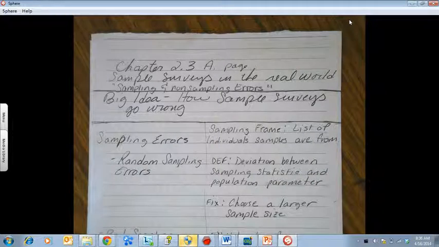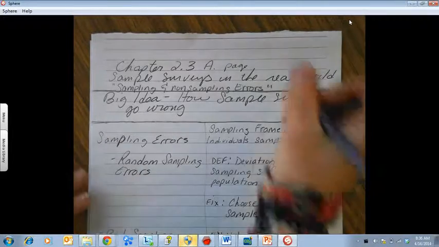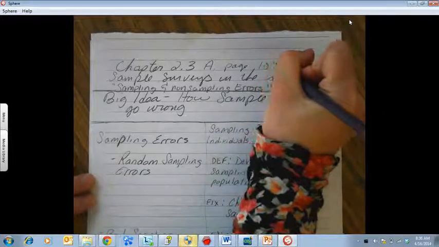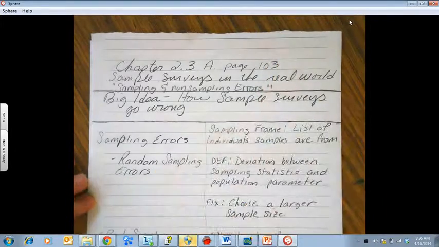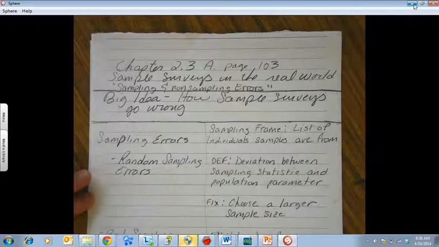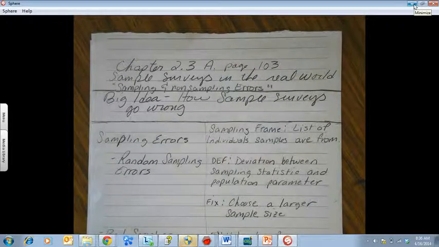Chapter 2.3a, which starts on page 103. Sample surveys in the real world. Sampling and non-sampling errors. The big idea for this one is how sample surveys go wrong.